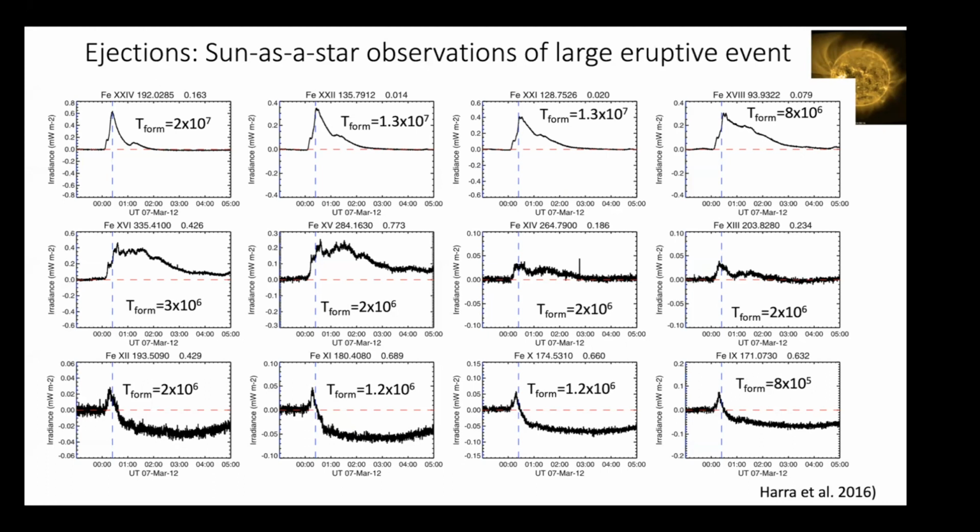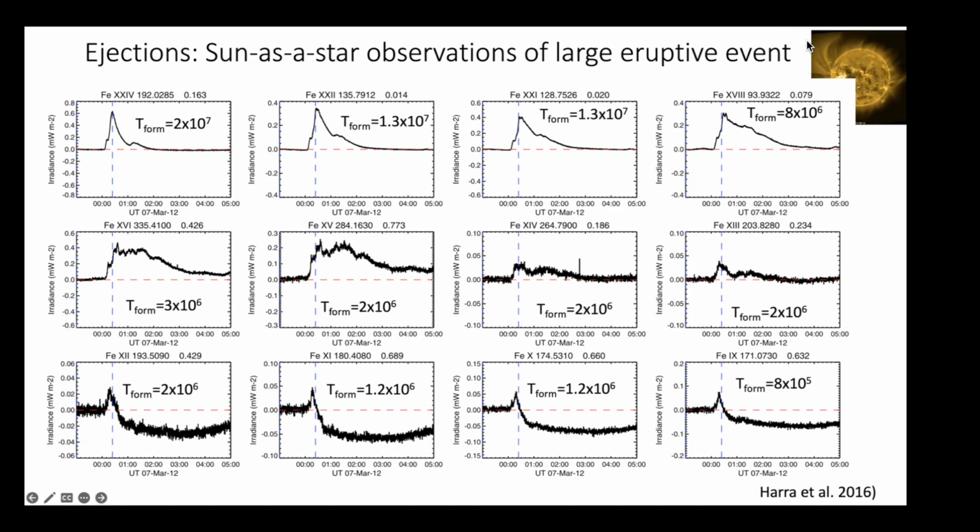Each panel is a light curve of a different ionization stage of iron. You can see the formation temperatures. You start from iron 24 at 20 million degrees in the upper left, and then you go all the way down to 800,000 Kelvin in the lower right from iron 9. And the nature of the light curve changes with temperature. The higher temperature lines are very obviously affected by the flare. That's where you're seeing the flare heated plasma. And then as you go towards lower coronal temperatures, things that are more characteristic of the quiescent solar corona, which is 1 to 2 million degrees.